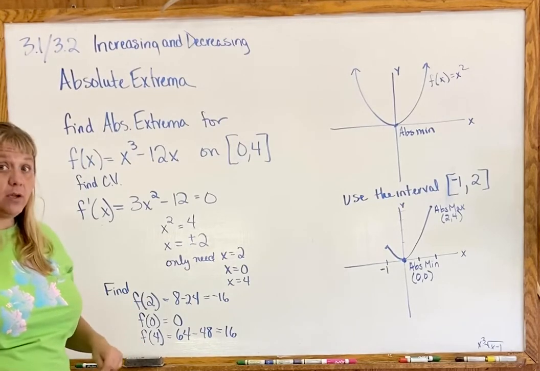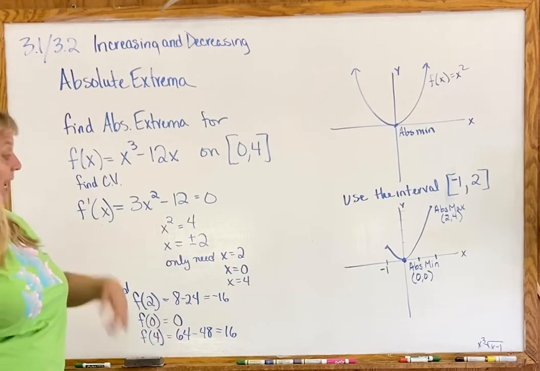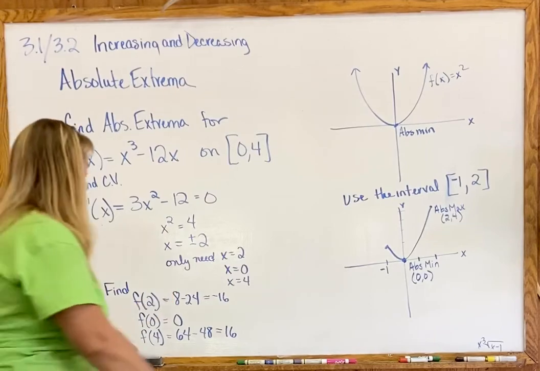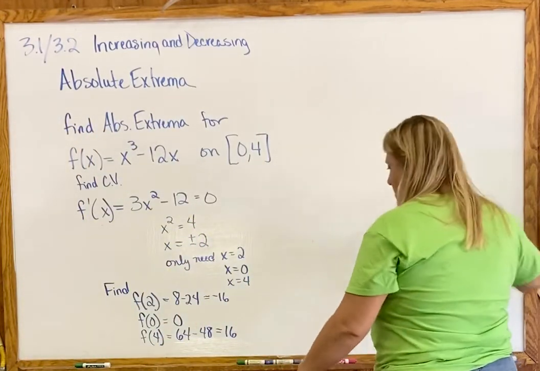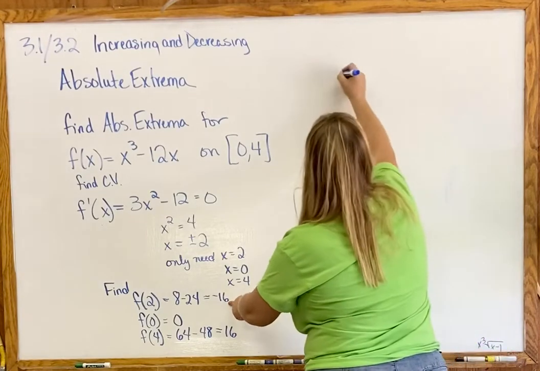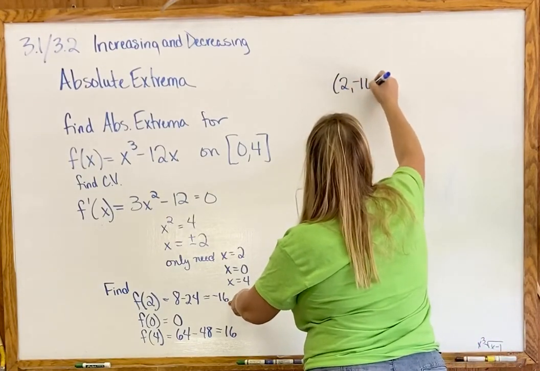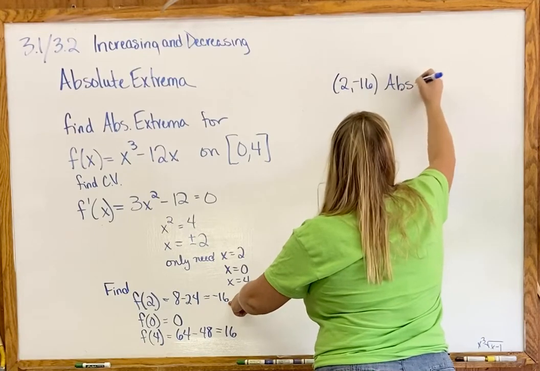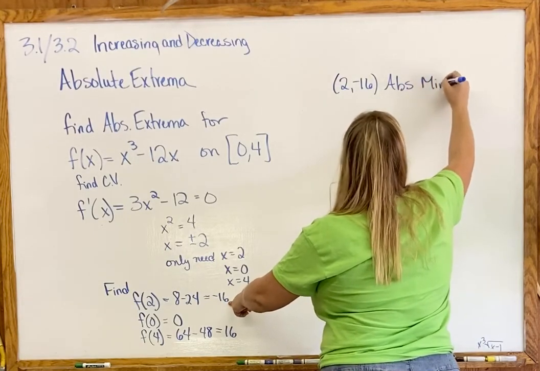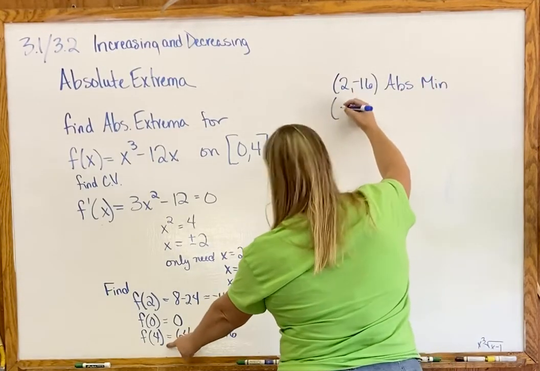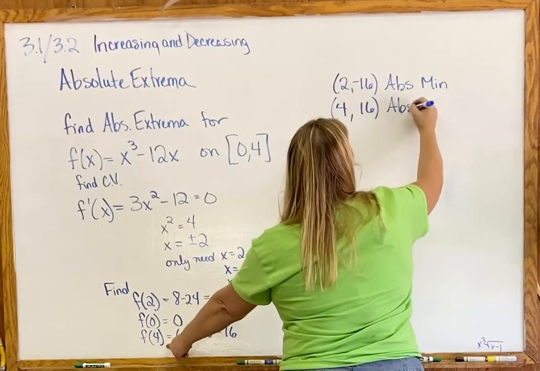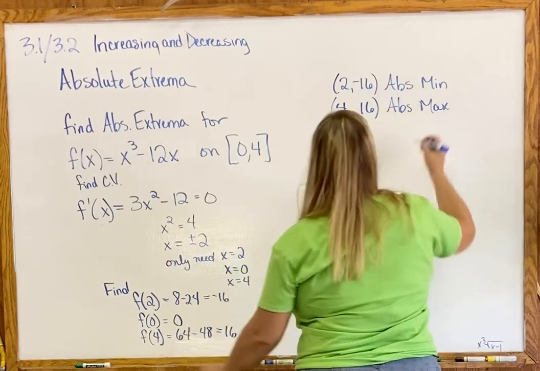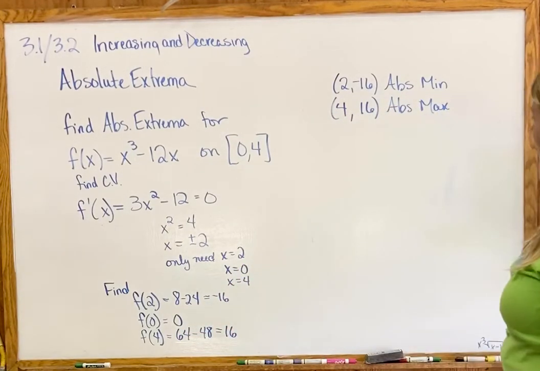Now the lowest value is going to be the absolute min. The highest value is going to be the absolute max. So we can finish this off by saying that guy looks lowest, so we're going to say the point 2, negative 16 is an absolute min, and the point 4, positive 16 is an absolute max. All right, look good?